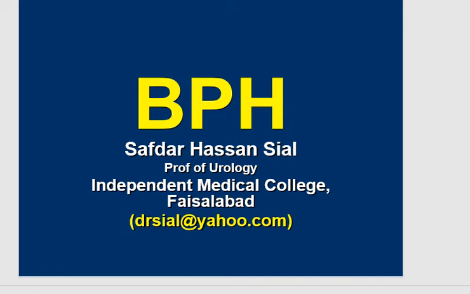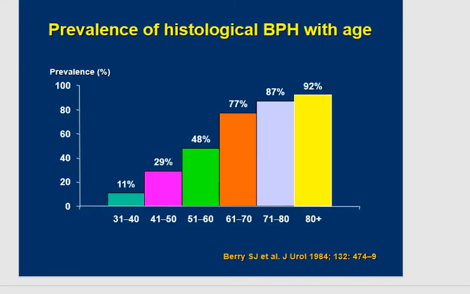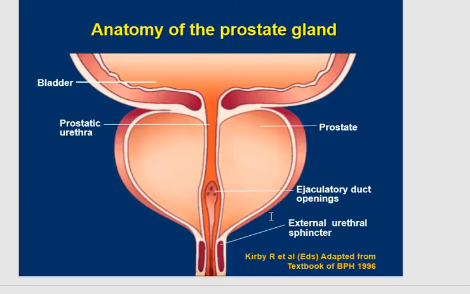We are starting with a very important topic, that is BPH, benign prostatic hyperplasia. This is the prevalence of the disease. Just see that with advancing age, the prevalence of BPH increases with age, and it's about 90% at the age of 80 years. So with increasing age, it's also increasing.